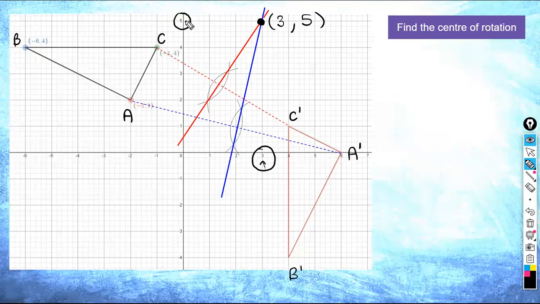All right. So that's two examples we did on finding the center of rotation. I suspect there will be more next week.